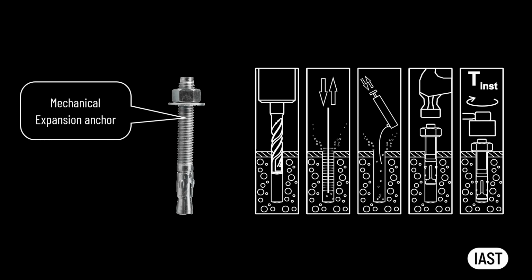These anchors work by expanding against the concrete when the bolt is tightened. For mechanical expansion anchors, manufacturers often recommend a minimum edge clearance distance of at least 5 anchor diameters to reduce the risk of concrete breakout. Since this bracket is pre-installed to the panels in a controlled environment, it may be permissible to add only 7 to 10 mm to the edge clearance distance to account for installation tolerances.